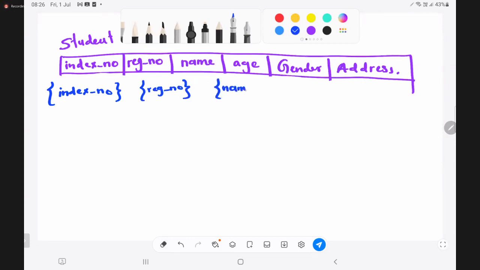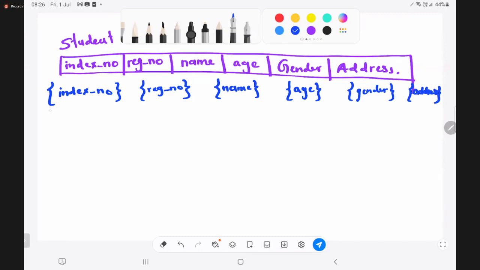These are subsets, right? You learn how to write these subsets in mathematics in first year. Name. And sometimes you can find out using age also. Then you can find out using age. You can find out gender. And you can find out using address.